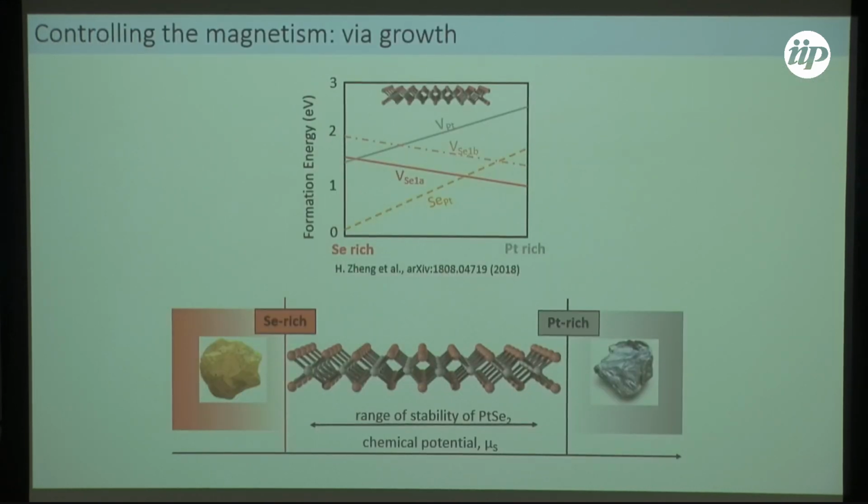Let me talk a little about the outlook, what you can do with these systems. The vacancies that I was showing are non-intentional defects. Whenever you grow these materials, you have point defects, but the critical temperatures that we see are quite low for any applications. But you can improve it by engineering the samples. For instance, there are already some calculations of how the formation energy will change if you do the growth in a selenium-rich or platinum-rich environment, so that you could have more control over the defect concentration.